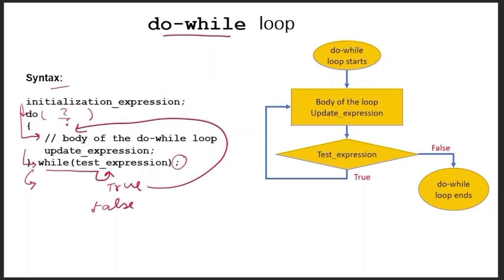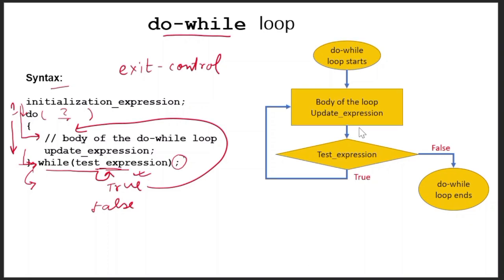So minimum one time it will check, and do while loop is why called exit control loop. Why it is called exit control loop? Because the control is at the exit point. When you are exiting the body, at that time you are checking the test expression, that is your condition, whether to repeat the loop or not. So minimum one time you are executing the loop, because only then you are going to reach this point, and then you are going to check the test expression.